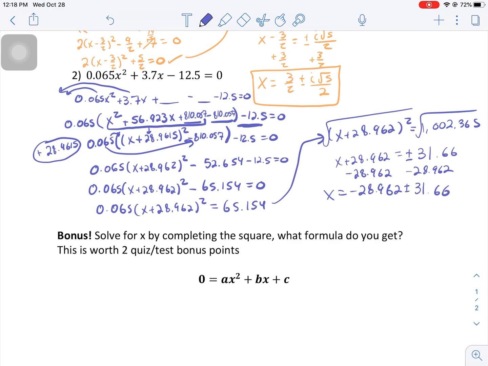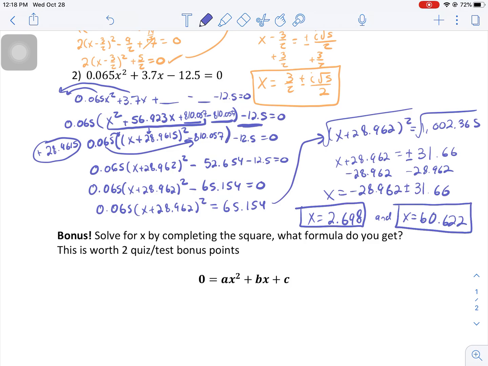So negative 28.962 plus 31.66. So we get x is equal to 2.698, and x is equal to negative 28.962 minus 31.66, which is negative 60.622. Okay, so these would be our two solutions when we're working with decimals.